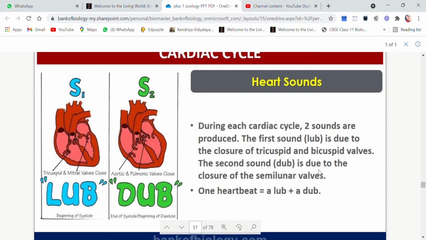So we all have studied now how the conduction takes place inside the heart. We all know that when the tricuspid and bicuspid valves close, the semilunar valves are open, and when the semilunar valves are closed, the previous ones are open. So closing of these valves produces these sounds. One heartbeat comprises a lub and a dub. So this is all about the sounds of the heart.